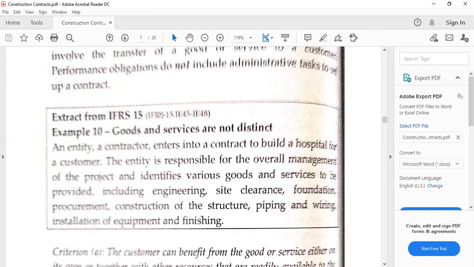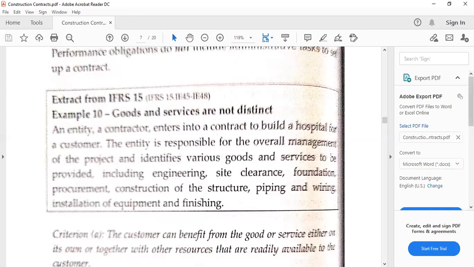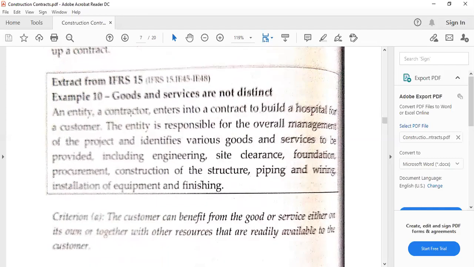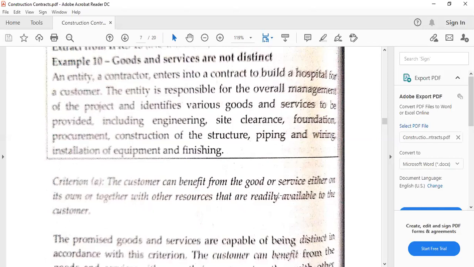Here is an extract from IFRS 15. Allow me to read this one. Example 10, goods and services are not distinct. An entity, a contractor, enters into a contract to build a hospital for a customer. The entity is responsible for the overall management of the project and identifies various goods and services to be provided, including engineering, site clearance, foundation, procurement, construction of the structure, piping and wiring, installation of equipment, and finishing.